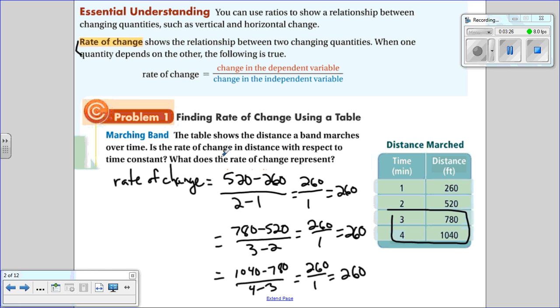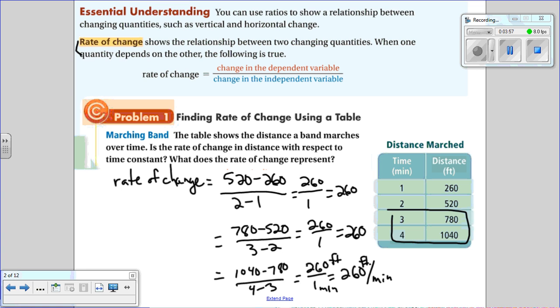So to answer the questions, is the rate of change in distance with respect to the time constant? Yes. What does the rate of change represent? The rate of change in this case would represent how many feet the band marched every 1 minute. So they marched 260 feet per 1 minute. So sometimes it's written 260 feet per minute.